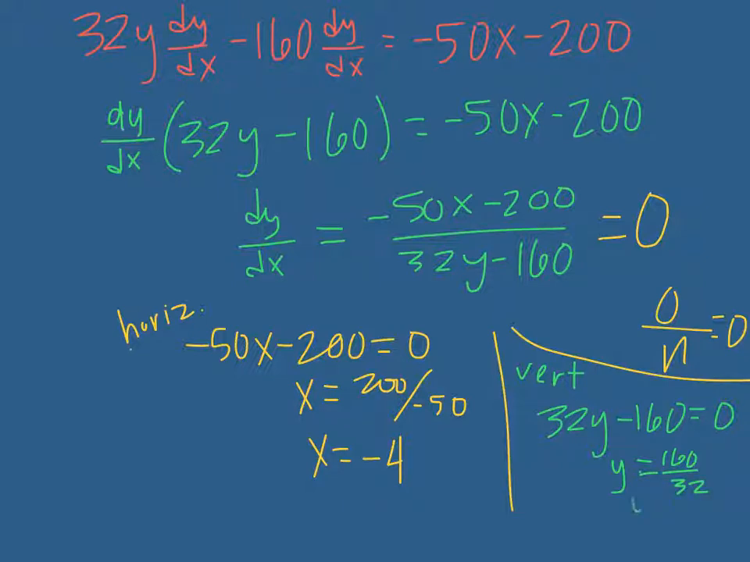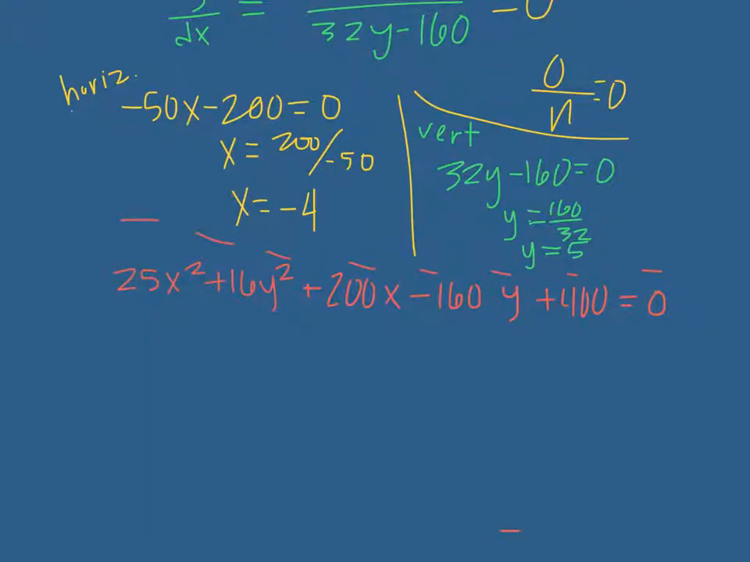And I get 5. So basically, I need to figure out what the point is when x is negative 4, and I need to find out what the point is when y is 5. So I'm going to have 2 different points. So I actually have to go back to the beginning of the problem and look at the original equation. This part is going to be annoying. So there's the original problem. I need to plug in my numbers here. They're going to get rather large.